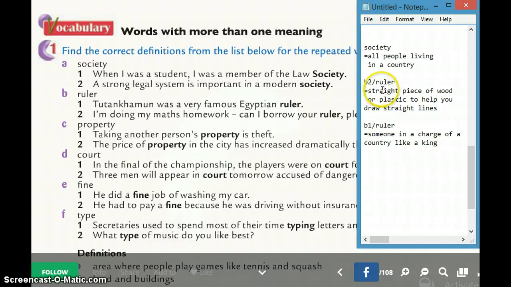All right. Now society of people living in one place. Okay, so this is actually A2. I'm not so sure there's A1.